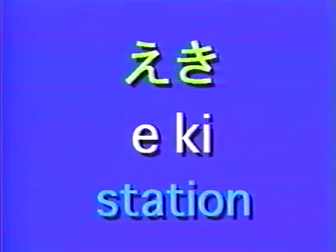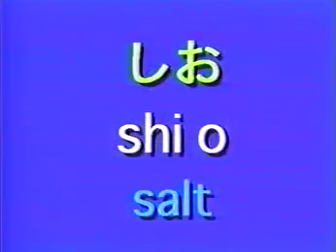Let's go to the next one. E and ki together, eki, and it means station. Okay, everybody? Eki. Good. Next one, shi and o together, shio, and it means salt. Shio. Good. Okay, let's go to the next one. Ka and sa together, kasa, and it means umbrella. Kasa. Good.